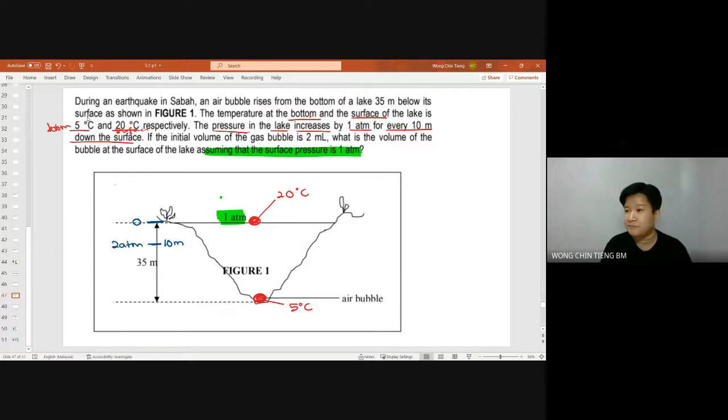Setuju setakat ni? Turun lagi 10 meter, 20 meter. Tambah lagi 1 atm, 3 atm. Setuju? Turun lagi 10 meter, 30 meter, 4 atm. Syuhada, jumpa dah? Syuhada duk kira balik dah. Dia nampak dah ada salah kat mana.